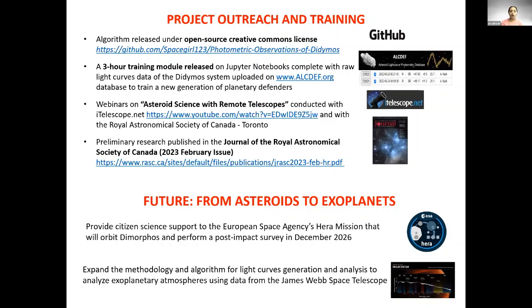In the future, one of my biggest goals would be to apply a similar type of algorithm to exoplanets, because measuring exoplanets is also about measuring the dips in the light. So I would like to apply my algorithm to do something similar to that.